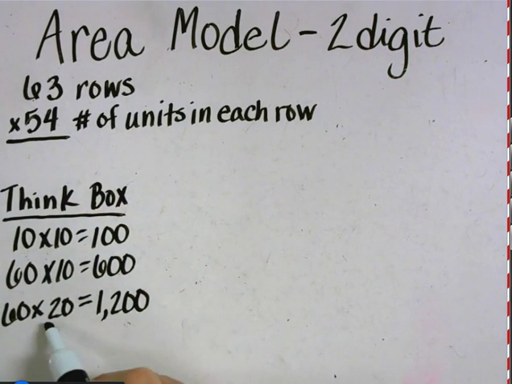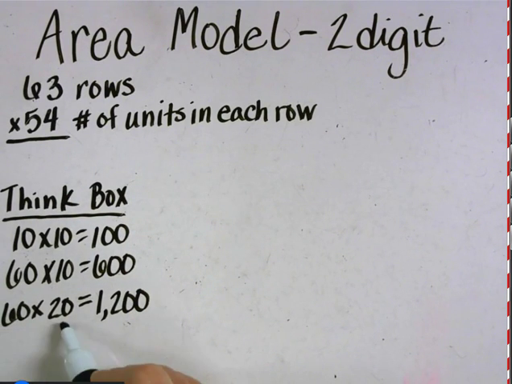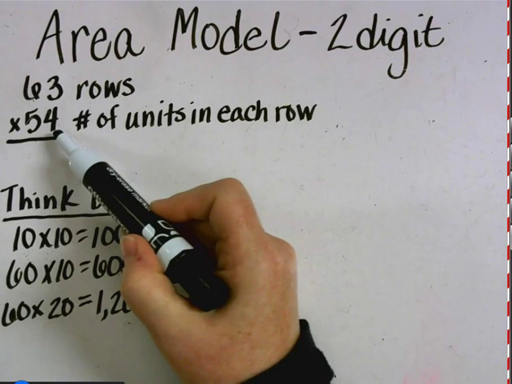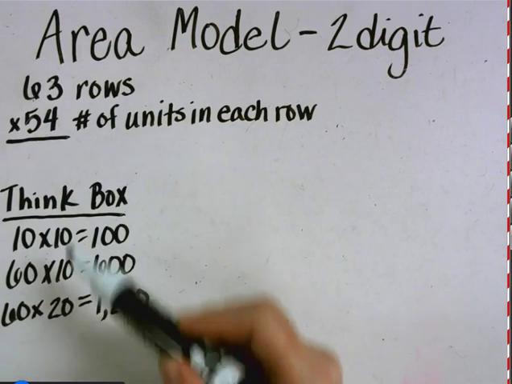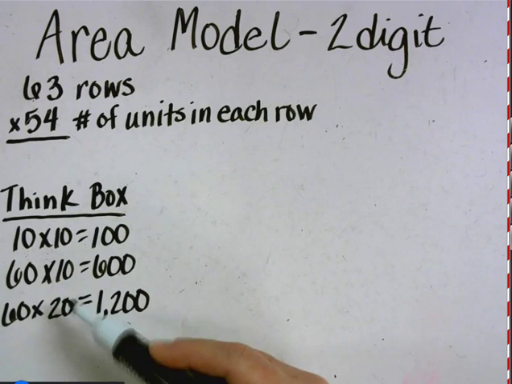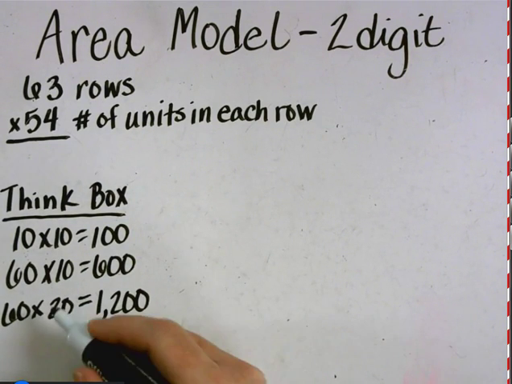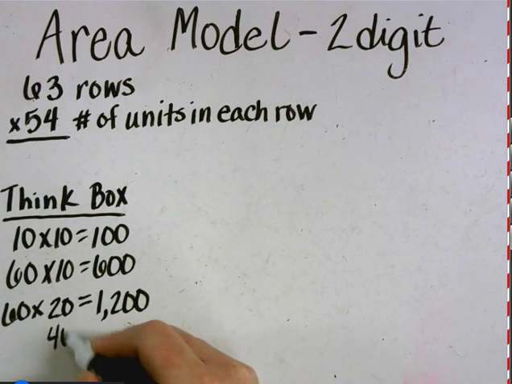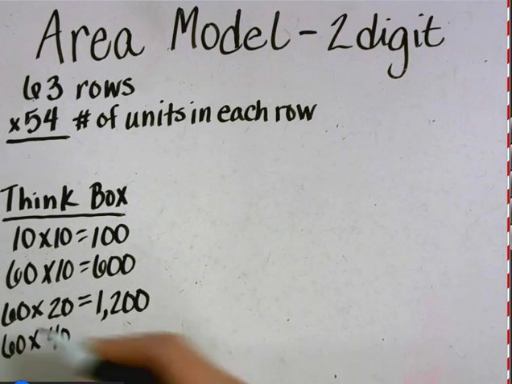I could go a step further, and I could use my think box and think about, well, I don't have 20 units in each row, but I have 54. So could I double this 20 to 40? I could do that to get a little bit closer estimate. I could do 60 times 40.